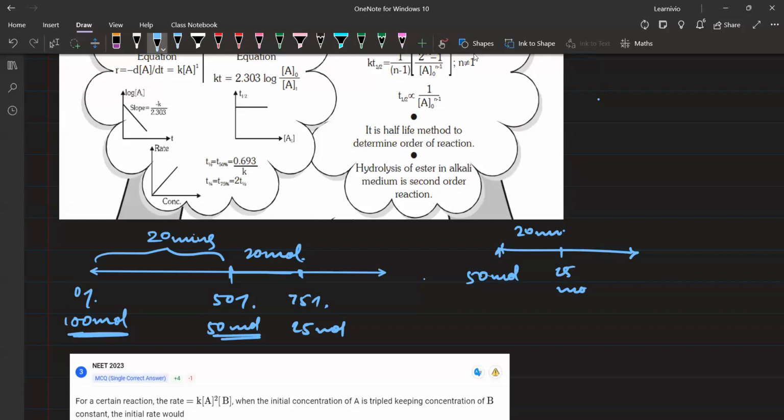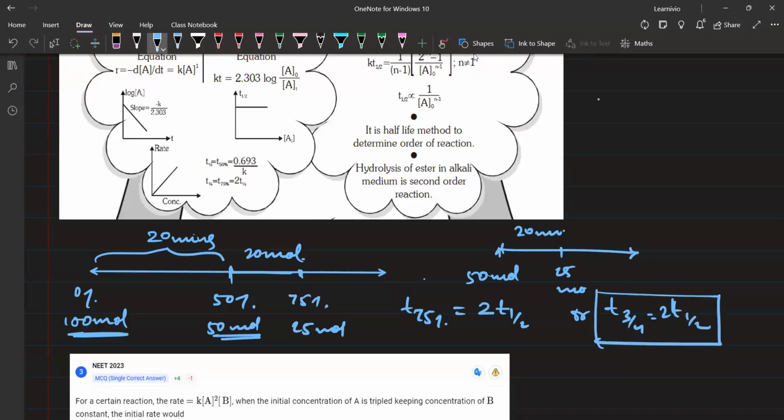So that's what it is saying, that T 75% is equal to twice of T50% or T half, or you can say that T 3/4 is equal to twice of T half. All these relations are valid. Please write this down also. T 75% is equal to twice of T 50%.